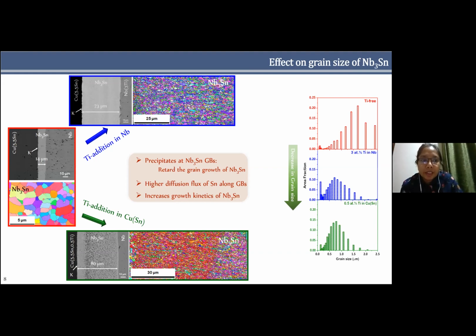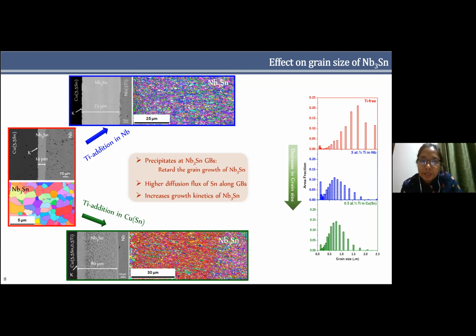You can see that in the case of titanium-free samples, the grains are in the range of almost 4 to 5 microns, and a very large area was covered by the bigger grains. As we increase the titanium percentage, firstly the grain size distribution becomes narrower, and a higher percentage is covered by smaller grains, within about 900 nanometers to 1 micron. Since there was a higher volume fraction of titanium-rich precipitate in the case of titanium addition in bronze, we could see that the grain size distribution was much lower in the case of 0.5 titanium percentage.